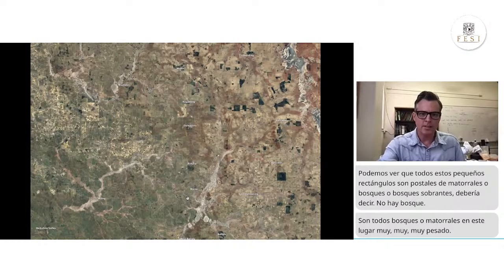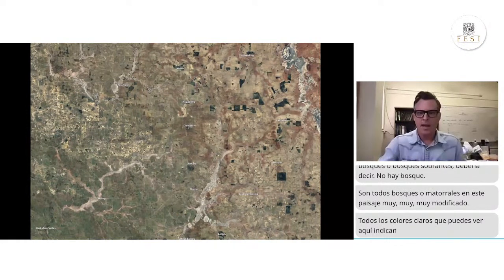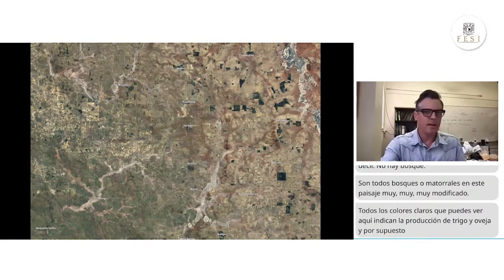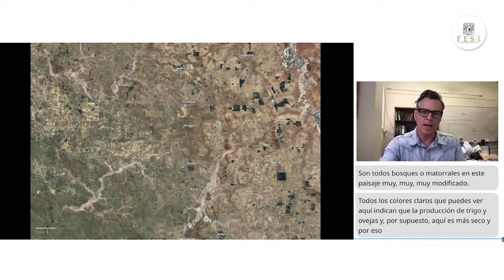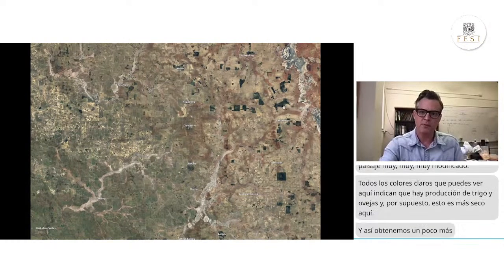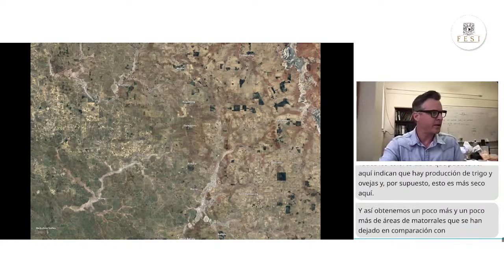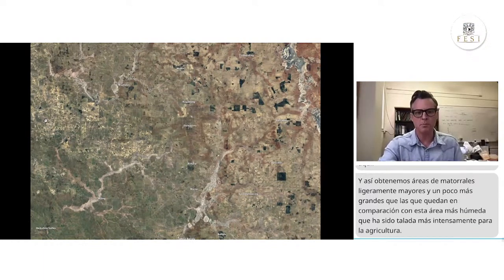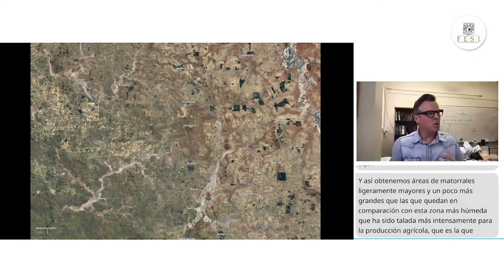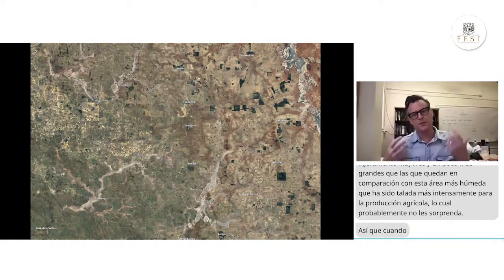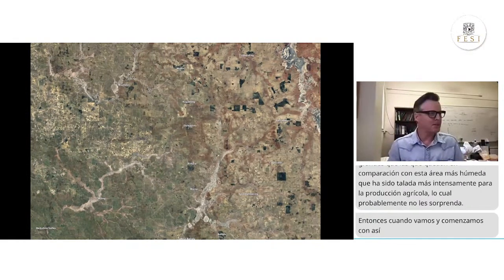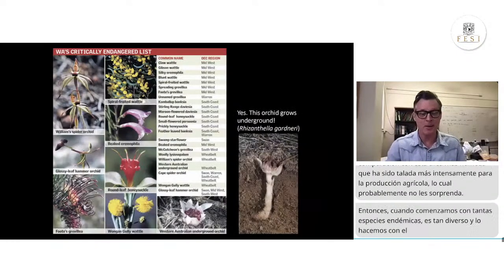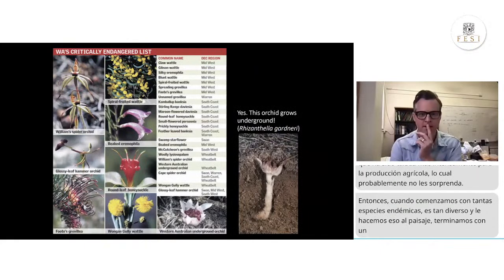All of the light colours you can see here indicate wheat and sheep production. And of course, this is drier over here. And so we get slightly more and slightly larger areas of bushland that have been left compared to this wetter area that has been more heavily cleared for agricultural production, which probably doesn't surprise you. So when we start with so many endemic species, it's so diverse, and we do that to the landscape, we end up with a very impressive list of endangered species.